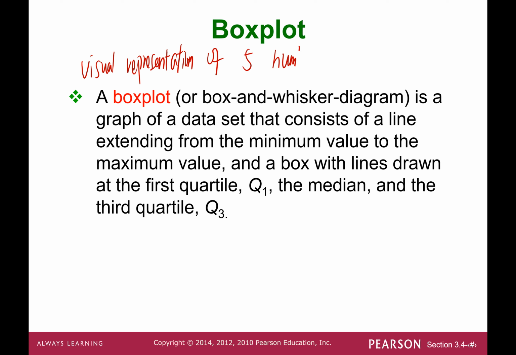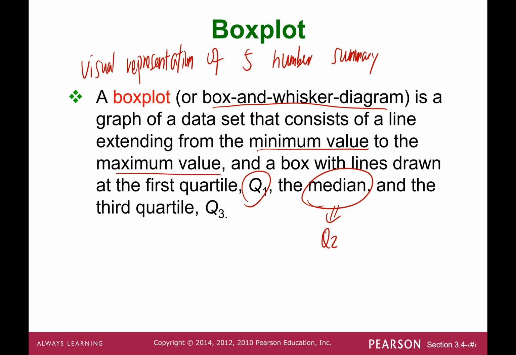5 number summary. We also have a longer version of the name: a box and whisker diagram is a graph of a data set that consists of a line extending from the minimum value to the maximum value, and then the box with lines drawn through the first quartile, median (quartile 2), and also the third quartile, quartile 3. So we put quartile 1, quartile 2, quartile 3 right in the box.